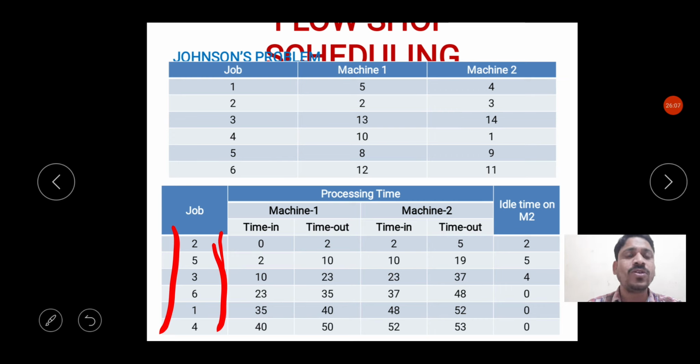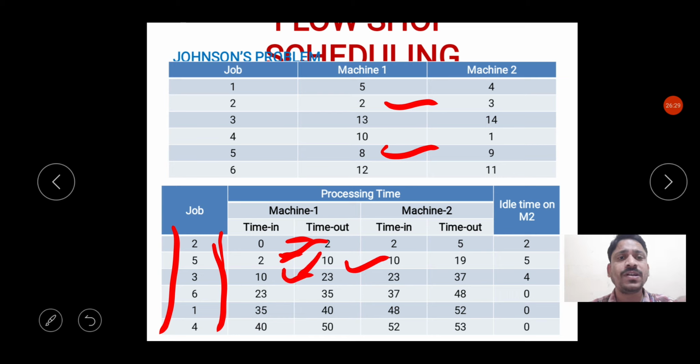Job 2 starts at 0 hours and finishes at 2 hours because the processing time is 2 hours. And the next job is 5. Job 5 starts at 2 hours because the previous job finished at 2 hours, and it is for 8 hours. So at 10 hours it is finished. The next job 3 starts at 10 hours and job 3 is for 13 hours. So 10 plus 13 is 23. And immediately the next job starts at 23. Right, job 3 finished at 23.